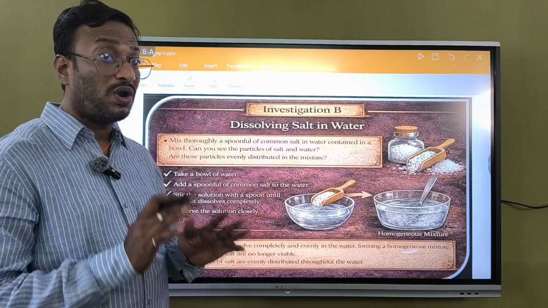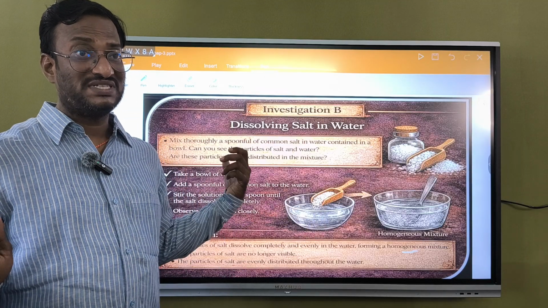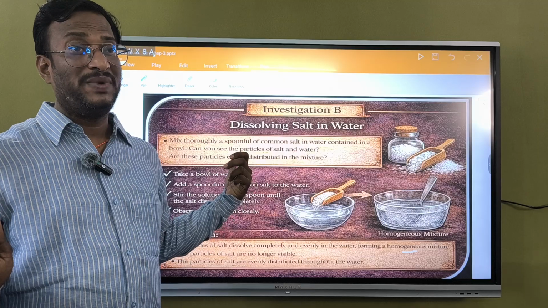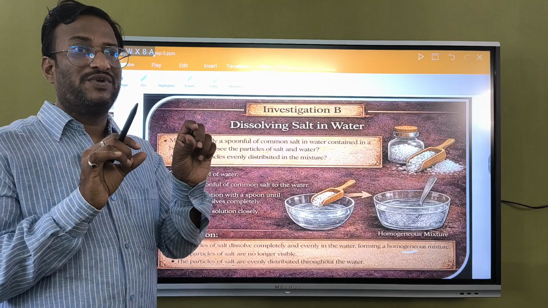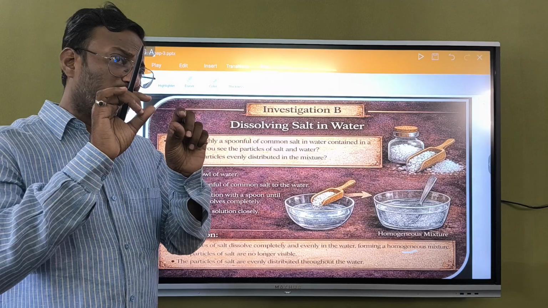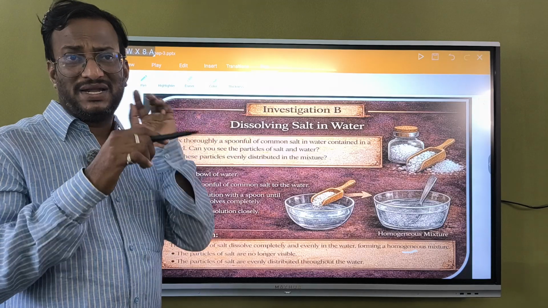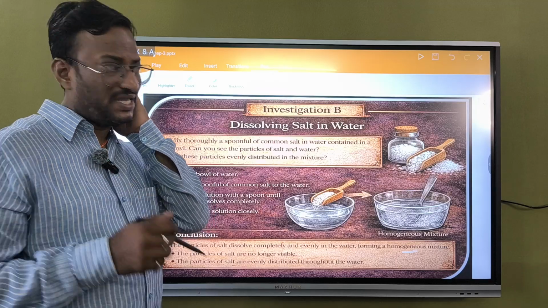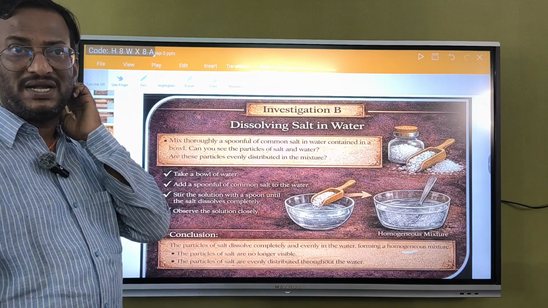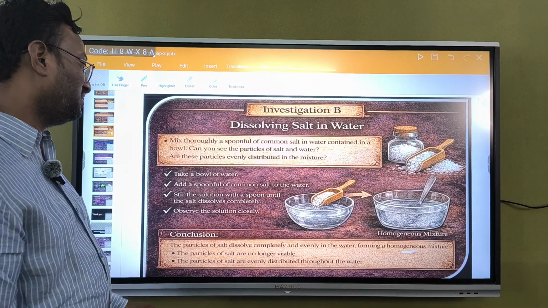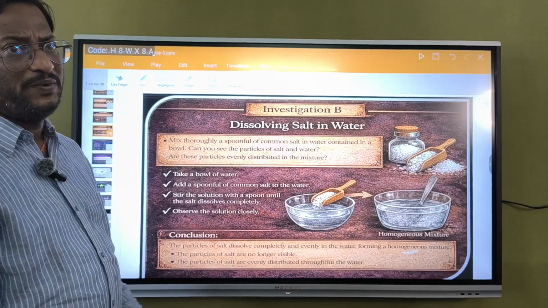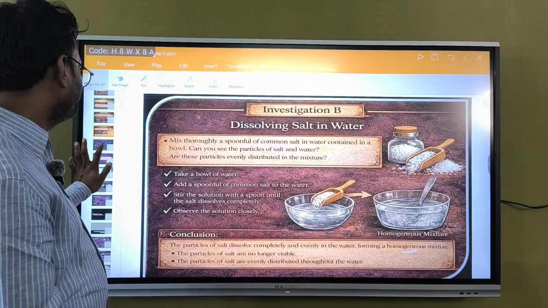Particles of salt are no longer visible. In the previous case, in the mixture of sand and charcoal, the particles are visible. We can see sand particles and charcoal particles separately, though in a mixture. But here you cannot see salt separately in water. So it is a homogeneous mixture. They are thoroughly mixed, distributed throughout the water.